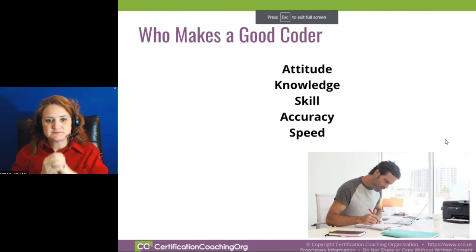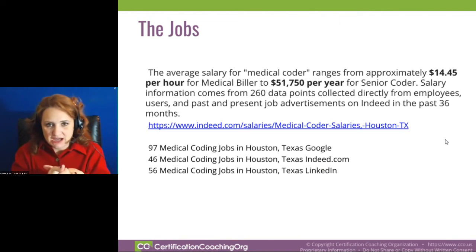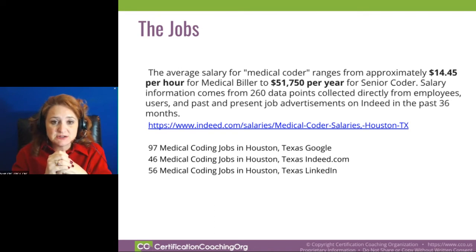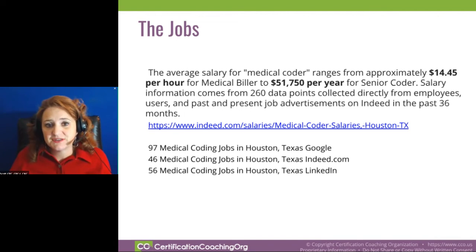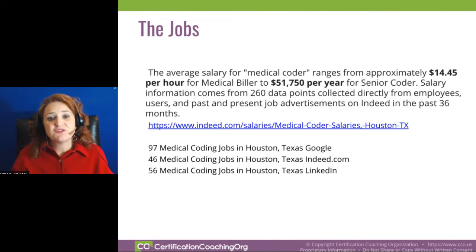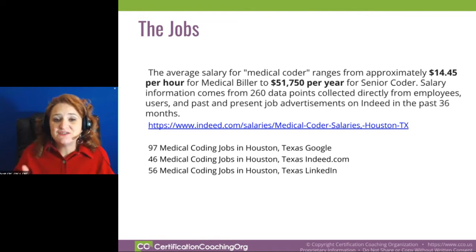So let's move on. What about the jobs? Now, just as we talked about earlier, the jobs are important, and you think, well, all these jobs are being sent overseas. Yeah, some are being sent overseas, some contracts and stuff. But they have to be really huge contracts, or it's not cost effective for them to send them overseas. But the fact that they're sending them overseas also tells you that there's a need for coders.